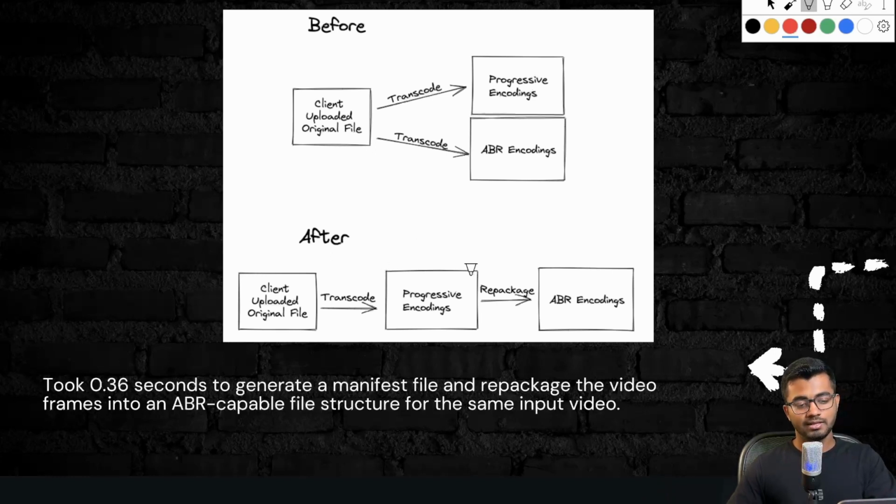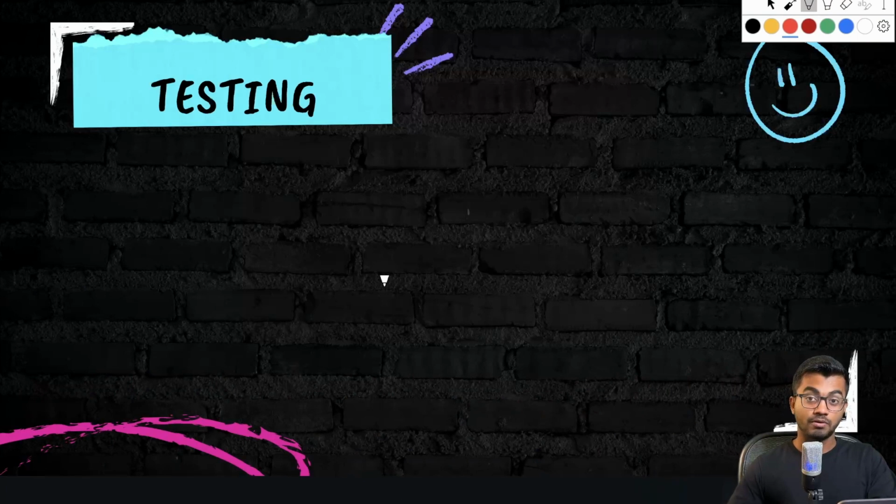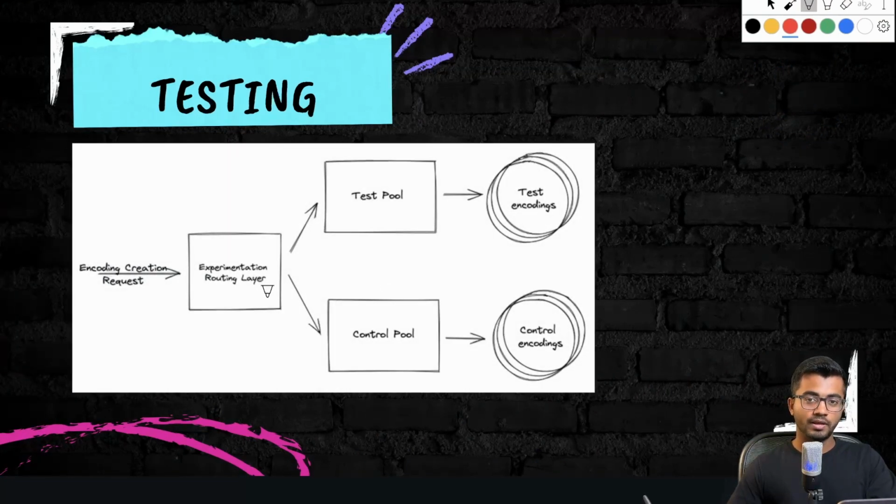So now that they have done this, they wanted to test whether this is working as expected or not in the production systems. Okay, so let's talk about how they tested it out. What could they use to test this whole thing out? They built an experimentation framework where they routed the traffic across two different pools. One of them is a test pool, one of them is a control pool.